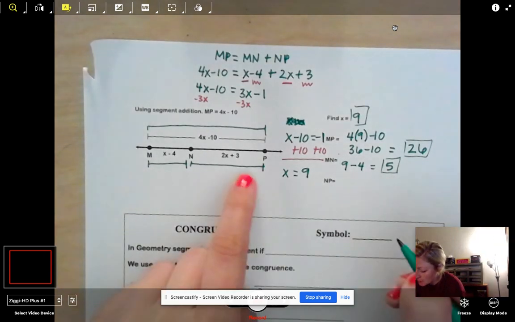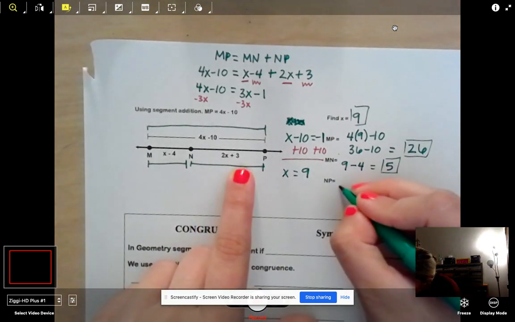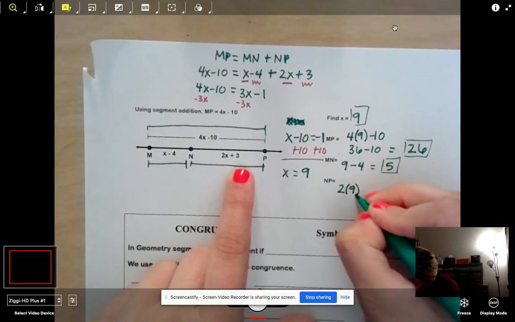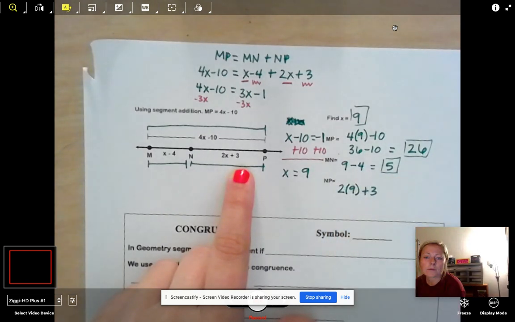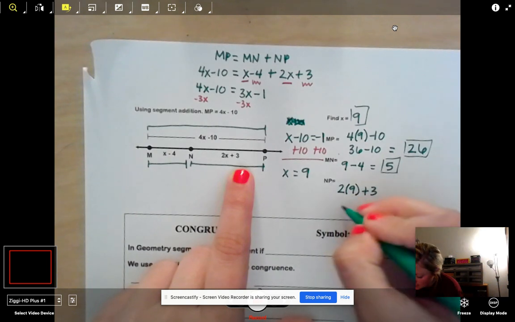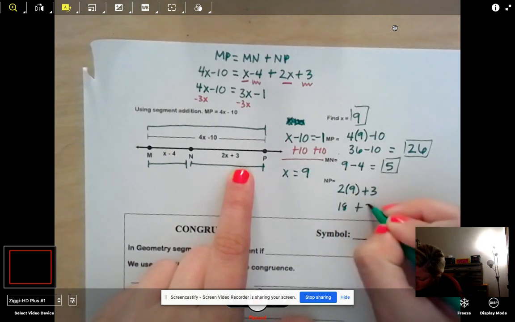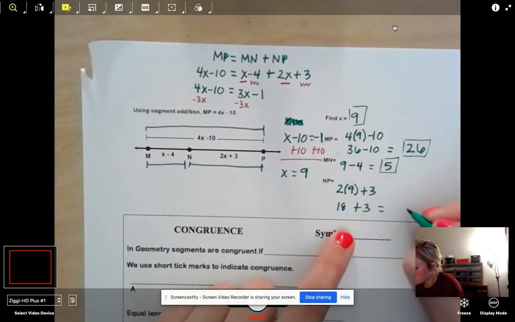And then our last one, NP, we're plugging in. So 2 times 9 plus 3. 2 times 9, 18. 18 plus 3 equals 21.